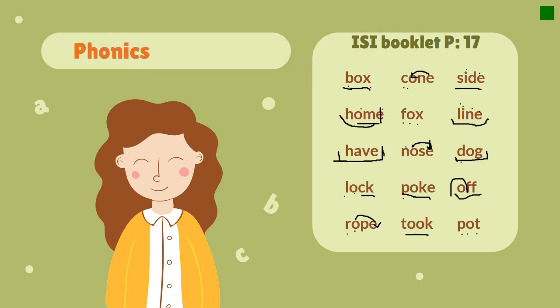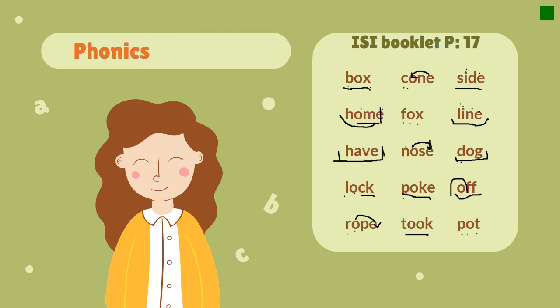Rope. Rope with the long O sound. Cone. Cone with the long O sound. Let's say it together. Cone. Here we have the word fox. Fox. Fox with the short O sound.